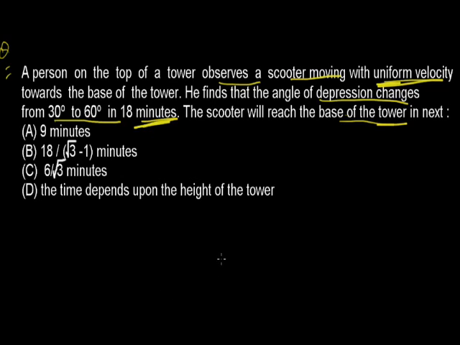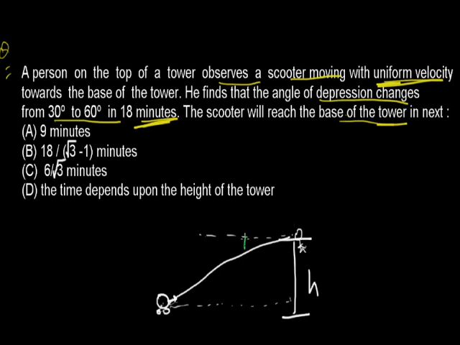Let's make the given information. A person is on the top of the tower. Let's say this is the top of the tower. Now a scooter is moving with uniform velocity towards the base of the tower. He finds the angle of depression changes from 30 degree to 60 degree in 18 minutes. Let's say this is the time t equal to 0 when the person sitting over here looked at this scooter. He saw the angle of depression, which would be this angle. He said the angle of depression was 30 degree. So if this is 30 degree, this angle would also be 30 degree.